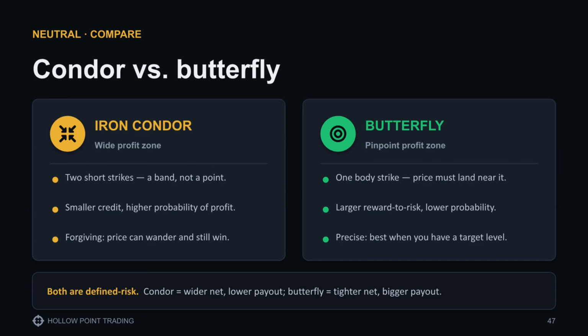Now let's compare an iron condor to a butterfly. The iron condor provides a wider profit zone with a higher probability of profit, while the butterfly uses a single body strike for a more precise, pinpoint profit zone that typically offers a larger reward-to-risk ratio.